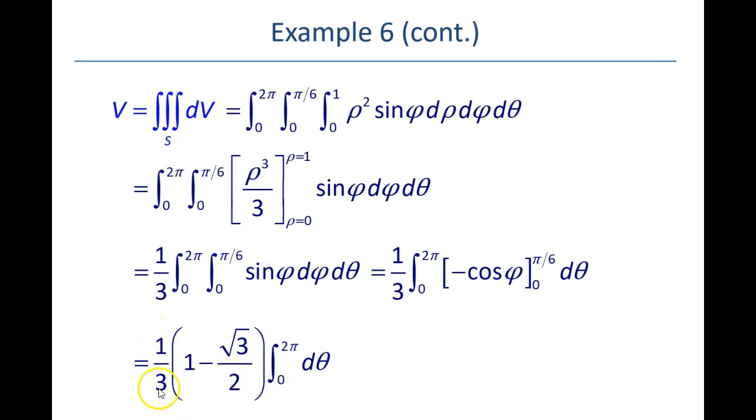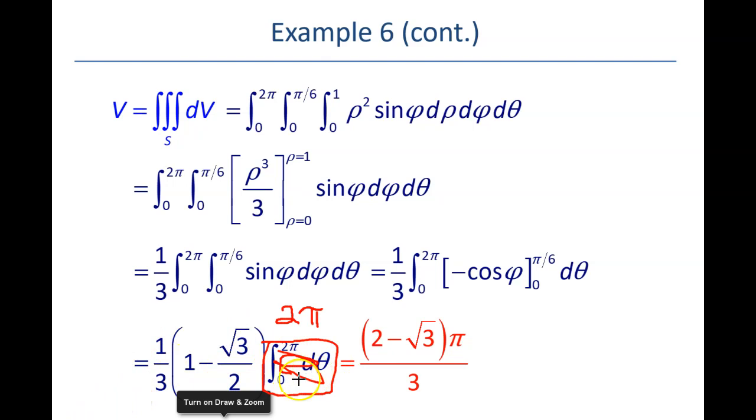I'll pull that out of the integration and multiply it by this 1/3. So 1 minus the square root of 3 over 2 times this 1/3, and then I'm just left with 0 to 2 pi d theta. Once again, that's just going to multiply that by 2 pi. I've seen this multiple times, this just simplifies to 2 pi. So if I distribute this in at the same time that I'm distributing in that 1/3, 1/3 times 1 times 2 pi, I'll have 2 pi over 3.